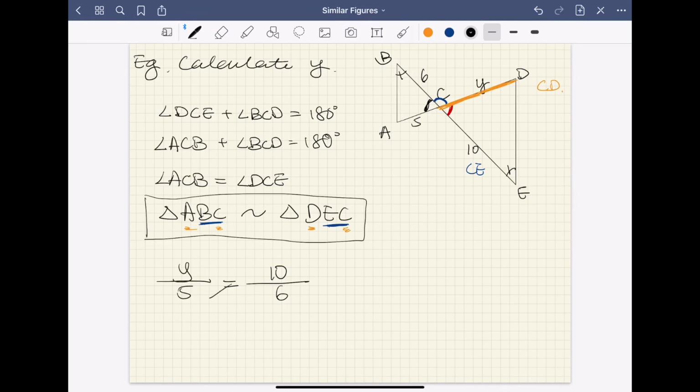Okay, now we can cross multiply. So 6y equals 5 times 10, and y equals 5 times 10 is 50, 50 over 6. Or you can do 25 over 3.